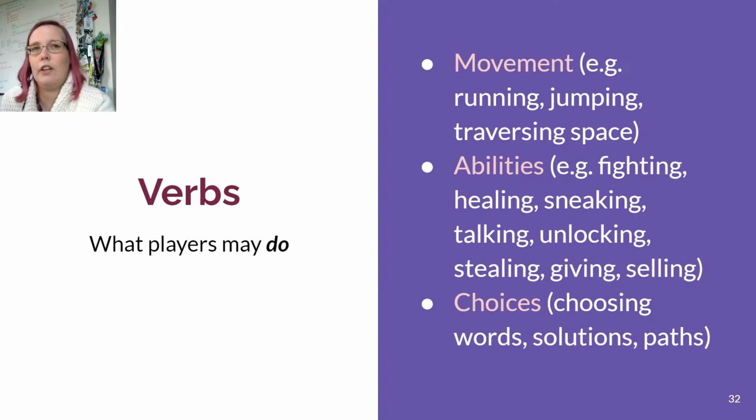If one of your pillars is complex dialogue trees or player choice, where you want the player to have a higher degree of choice around their personality, then probably you're going to have dialogue mechanics, and I'd like to see how you're planning on implementing that. And then choices: choosing words, choosing solutions, choosing paths. If you're making a puzzle game, then your verb might be around the way that you can actually complete the puzzle. So that might be pushing blocks on a tile grid, for example.